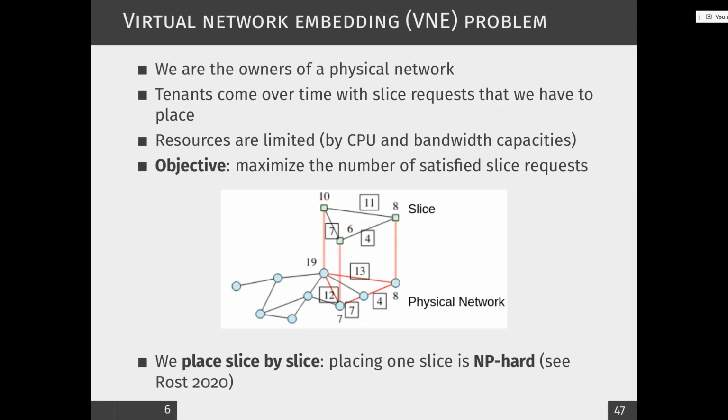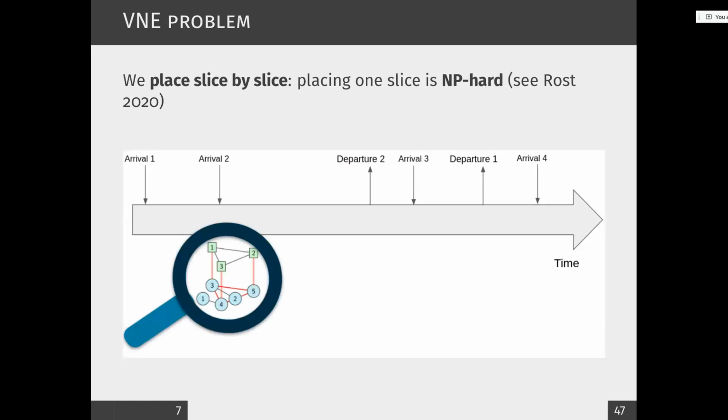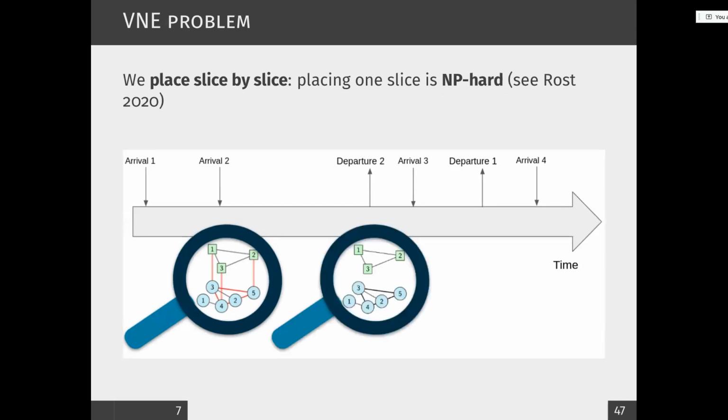And we place slice by slice because there has been some work showing that it's NP-hard even to place just one slice. What I mean by slice by slice is that over time, we have arrivals. So we place, like I showed before, for example, slice 1 arrives, and then slice 2 arrives. We place it in a certain way. And then when slice 2 leaves, it frees the resources.